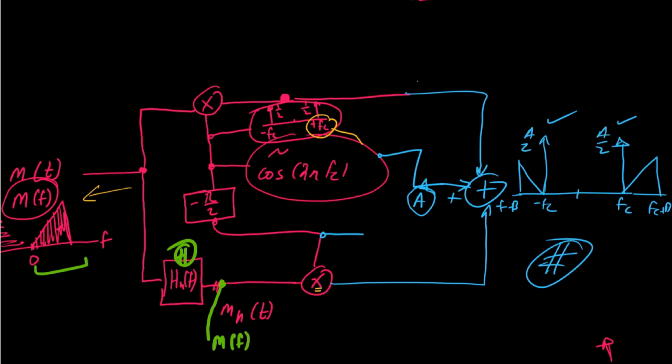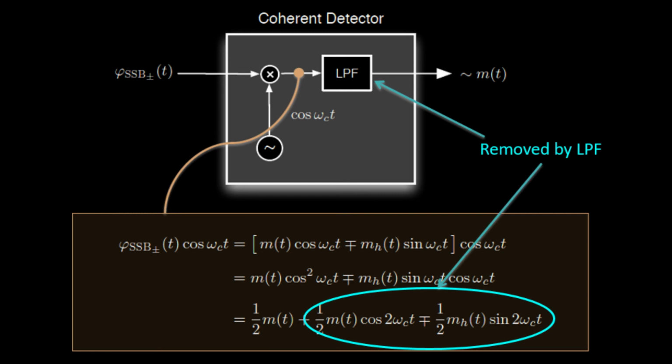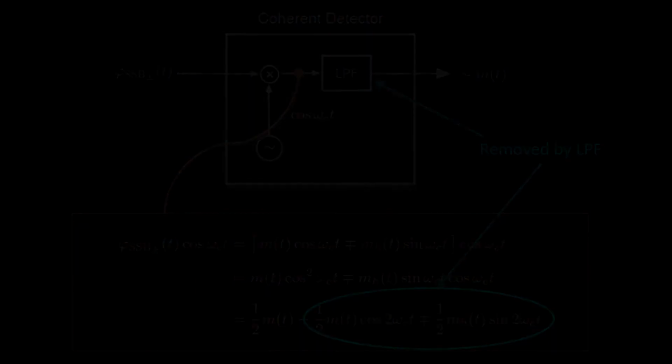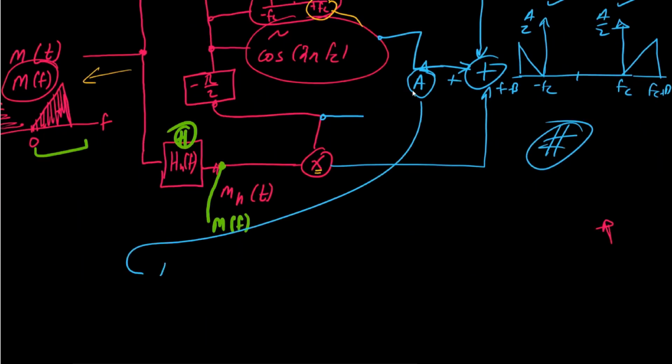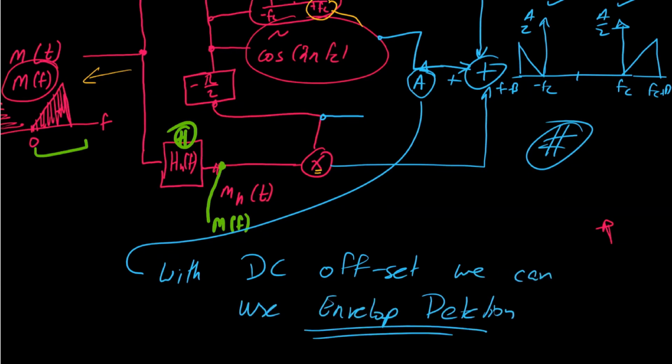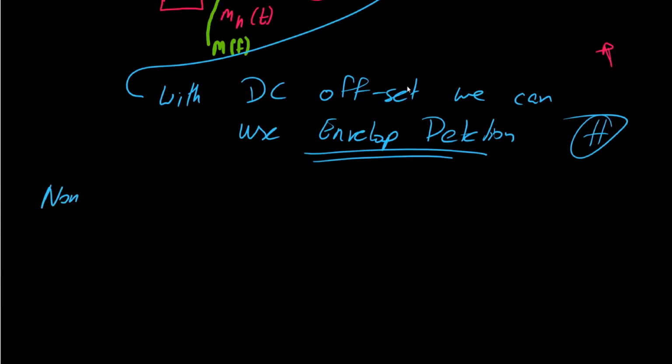Basically A by 2 and A by 2. If we set A equal to 1, this will become 1 by 2 and 1 by 2. If the DC content or this DC offset is not used, we would need coherent demodulation, which needs the exact copy of the local oscillator at the receiver side and a low pass filter. Right. So with the use of this A, we can use a simpler scheme, that is envelope detection, for the non-coherent demodulation.